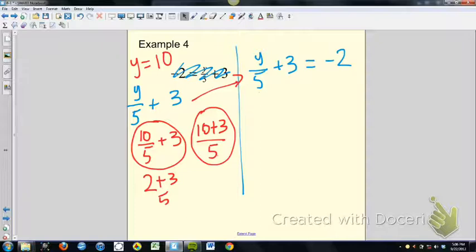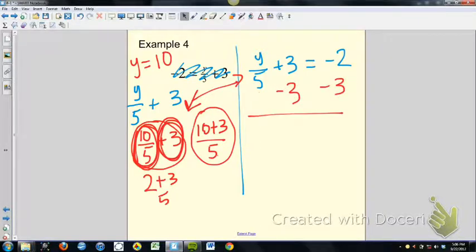So when we were evaluating, the first thing we did was divide by 5, and then we added 3. Since adding 3 was the last thing that we did, that's the first thing we're going to try to unravel when we're solving equations. So the order in which you evaluate an expression is the reverse order in which you want to solve equations. Okay, so you want to subtract 3 from both sides. Have y over 5 on this side.